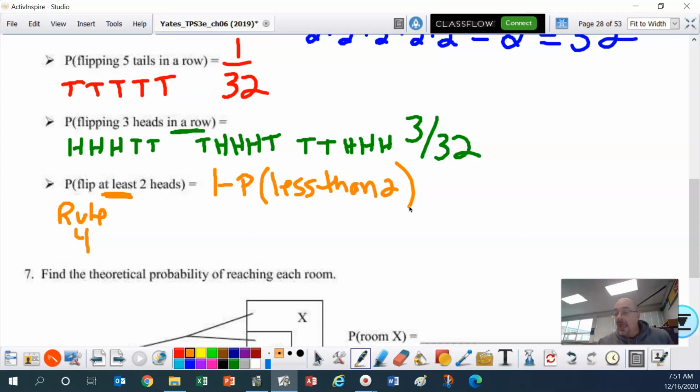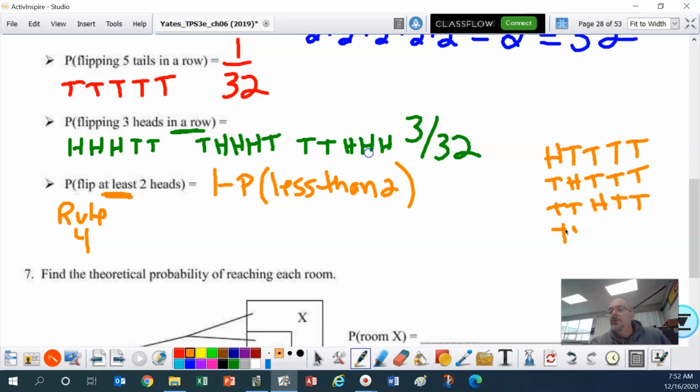Flipping less than 2 heads, well, that means there's only 1 head, right? Or 0 heads. Okay, that means 1 or 0 heads. Well, I can do that. I could go heads, tails, tails, tails, tails. That's one possibility. That's less than 2 heads. I could go tails, heads, tails, tails, tails. See what I'm doing? Follow a pattern. Tails, tails, heads, tails, tails, and so on, until the last one is heads. Or you might not have any heads. All of them could be tails. Okay, well, that's 6 possibilities, folks.